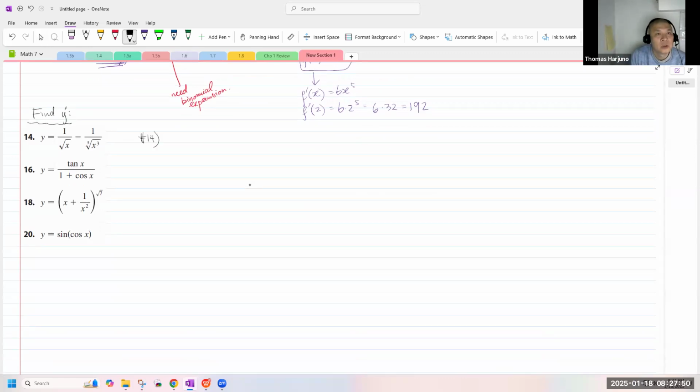Number 14, y equals 1 over square root of x minus 1 over the fifth root of x cubed. Now, let me rewrite this in rational exponent. This is x to the negative 1/2 minus x to the negative 3/5. So the y prime will be negative 1/2 x to the negative 3/2 minus, minus negative 3/5 times x to the negative 8/5. Am I okay?